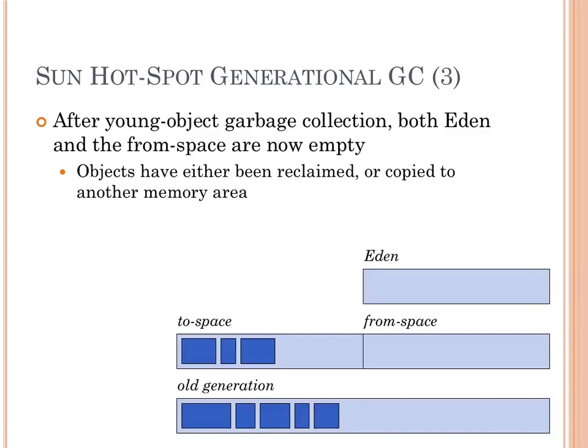Okay, so young object garbage collection: Eden and the from space are now empty. Okay, so the to space contains youngish objects. The old generation contains old objects that have stuck around for quite a while. Eden is empty, so I can allocate more young objects. Okay.